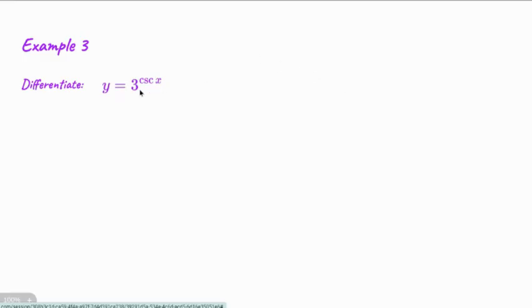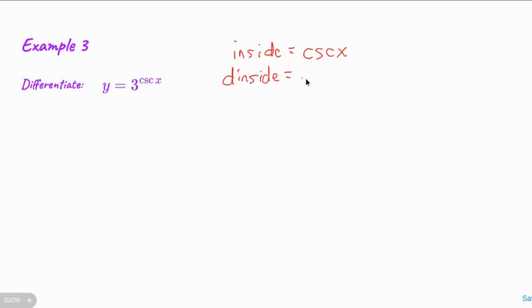All right, now let's try another one. Base 3 here, but we have an inside, quote unquote. So we're going to start with the inside, which is cosecant x. So we'll have to recall what's the derivative of cosecant x. The derivative is negative cosecant x times cotangent x.